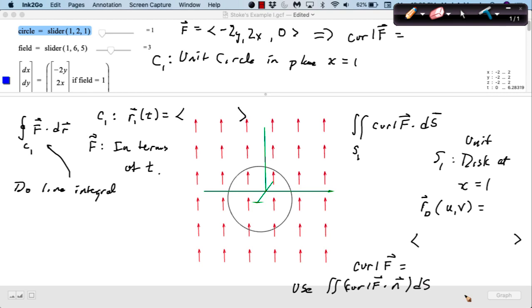But what do you got to do? You have to parameterize C1, find f in terms of that parameterization, and do the line integral over there. Over here, you're going to parameterize the disk in terms of u and v, find the curl of f, and then set up the flux integral of the curl of f through S. Go. If you need help, ask someone.